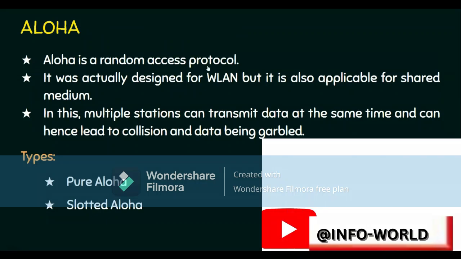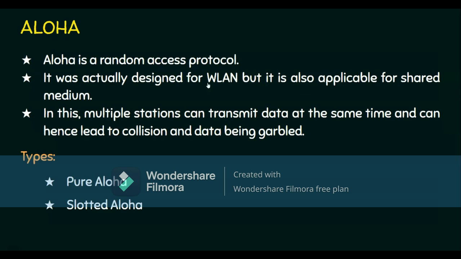Aloha is a random access protocol which was actually designed for wireless LAN, but it is also applicable for shared medium. In this, multiple stations can transmit data at the same time and hence it can lead to collision, and data will be garbled if collision occurs. There are two types of Aloha, Pure Aloha and Slotted Aloha. And the topic of the day is Slotted Aloha.